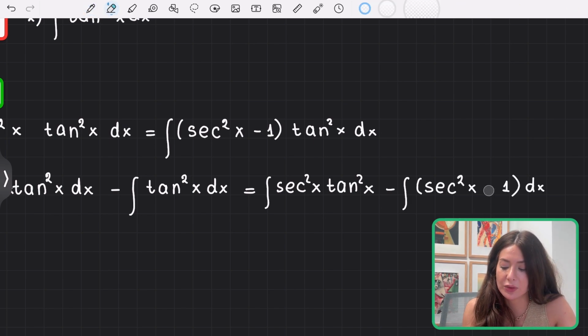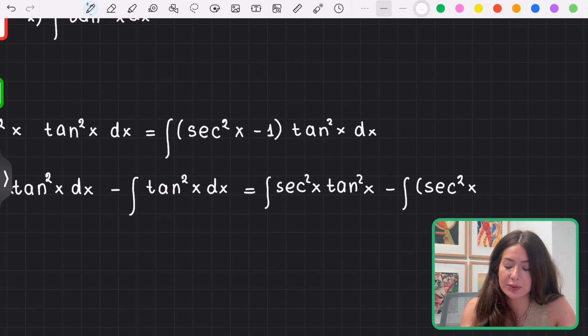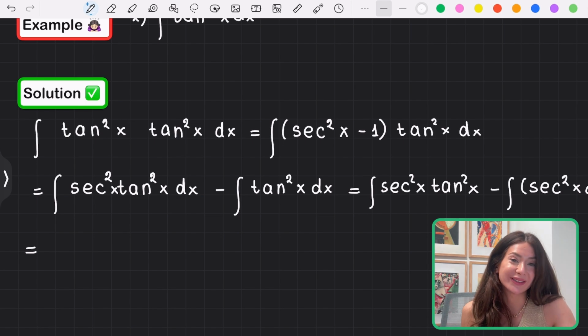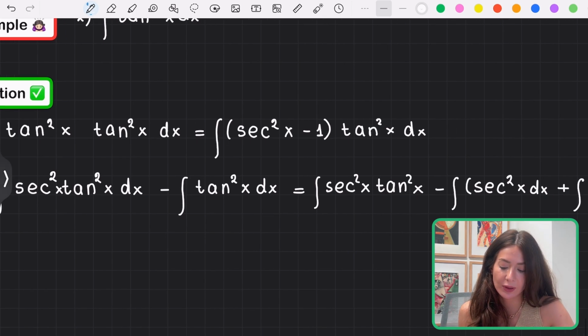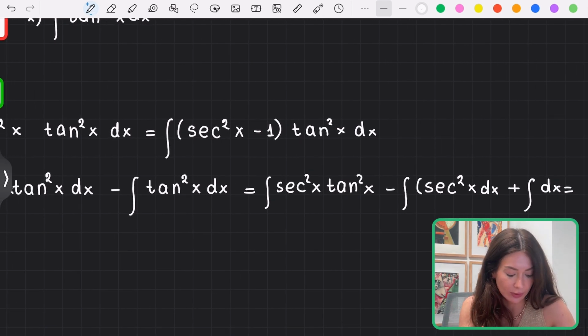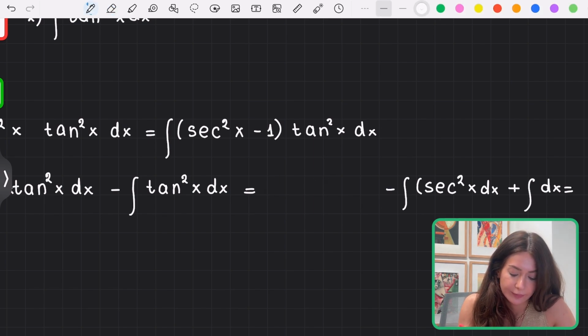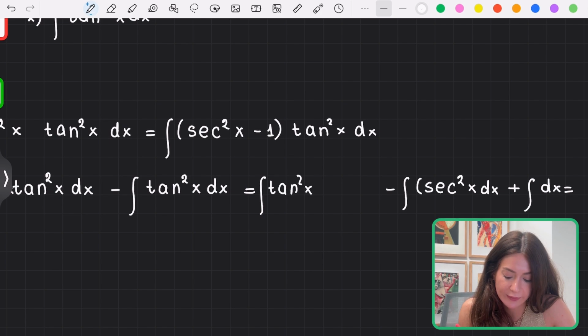And here I can also separate these integrals, but don't forget that this minus sign will turn it into positive. The first integral will need a u sub, okay? Oh, and it will also need a dx. Let me write tangent square x first.